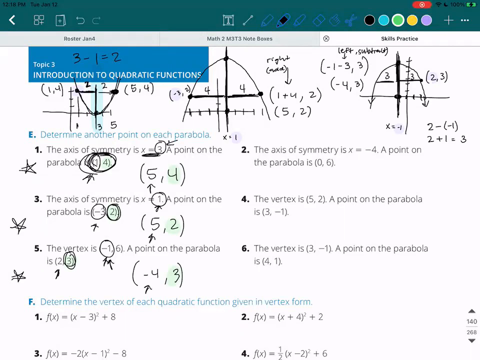Somebody says, so for example, in number 2, it says -4, you subtract it would be positive, so it's 4, 6. I think you should draw a picture so you know whether or not this point is on the left or right. If it's on the left side, you need to find the point on the right side. If it's on the right side, you need to find the point on the left.